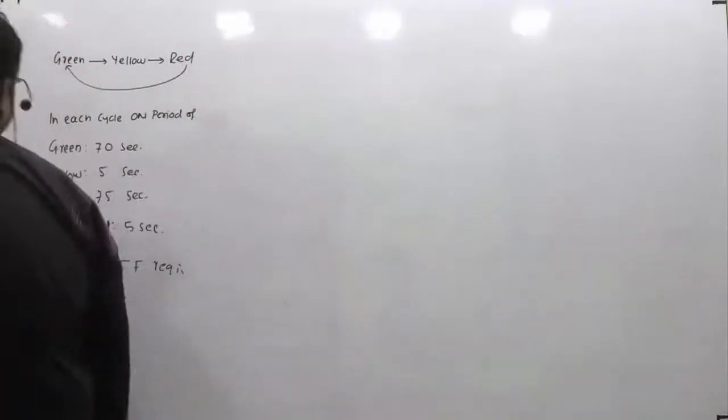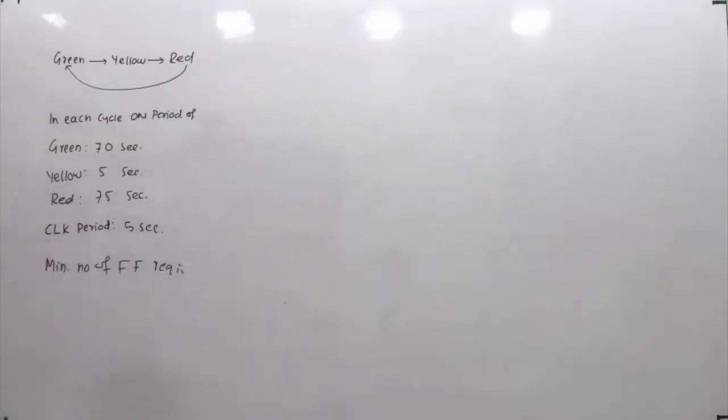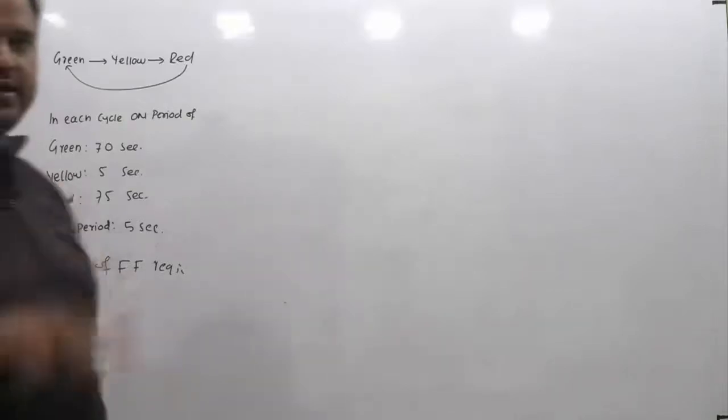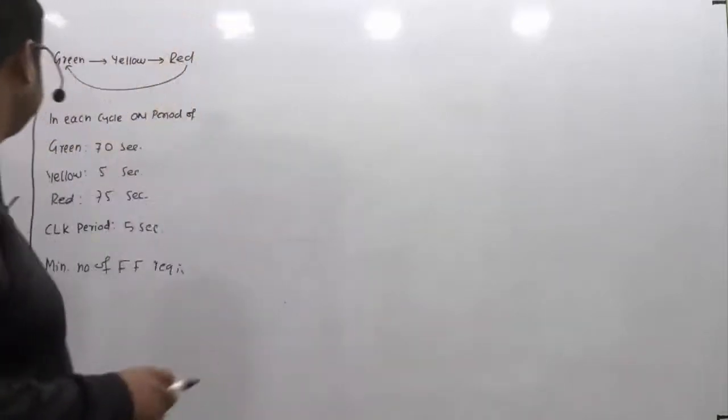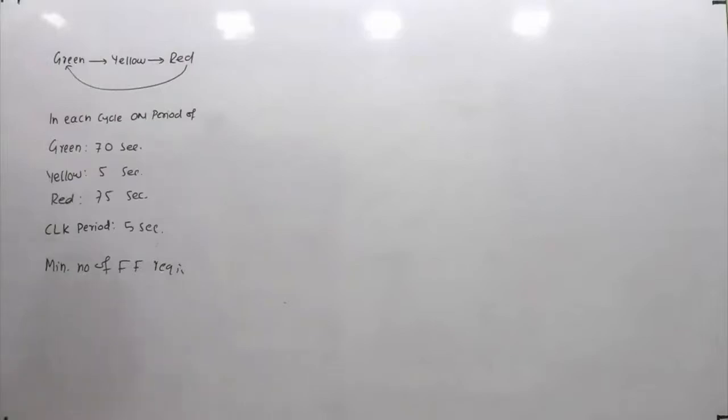Okay, actually, what is being given is, we have a traffic signal and there are 3 lights being used in the signal, green, yellow and red. What is happening is, in each cycle, the green light is on for 70 seconds, the yellow light is on for 5 seconds, the red light is on for 75 seconds. And this device has to be designed using a finite state machine, and the only input to that finite state machine is a clock whose period is 5 seconds. So in that finite state machine, what is the minimum number of flip-flops to be used? That's what the question is.